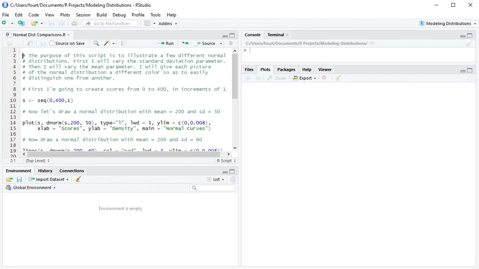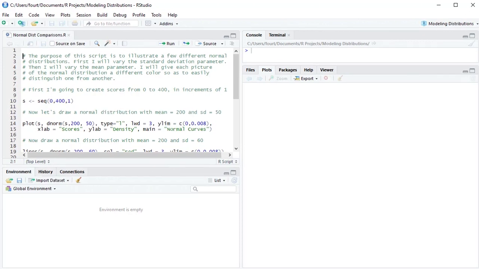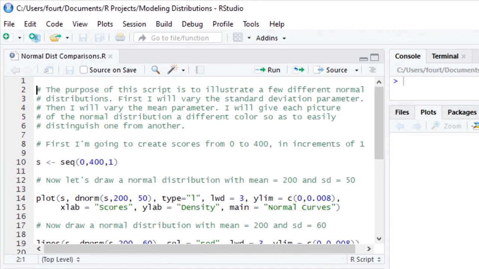I start by supposing that we are going to study a variable for which any score between 0 and 400 is possible. R has a function called seq, which is R shorthand for sequence. This is an easy way to create a sequence of scores. In this case, I've told the sequence function that I want scores from 0 to 400 in increments of 1.